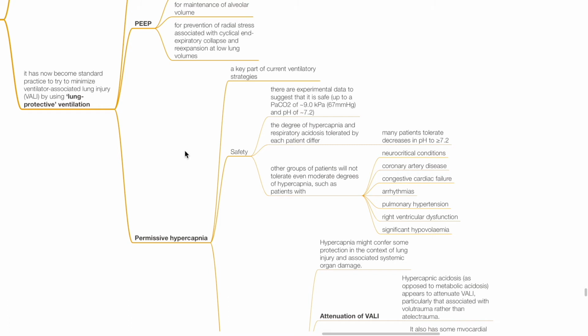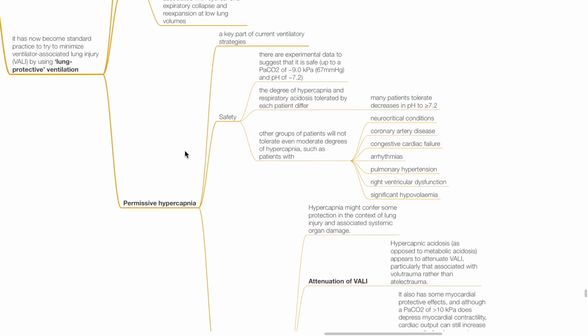However, there are groups of patients that will not tolerate even moderate degrees of hypercapnia, such as patients with neurocritical conditions, coronary artery disease, congestive heart failure, arrhythmias, pulmonary hypertension, right ventricular dysfunction, and significant hypovolemia.